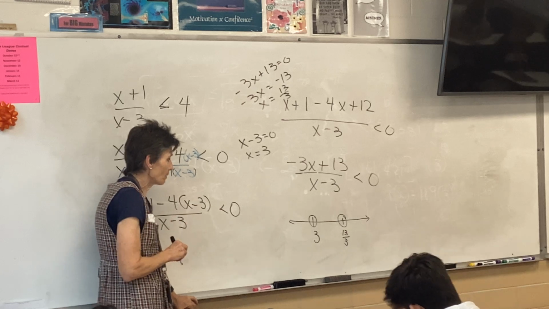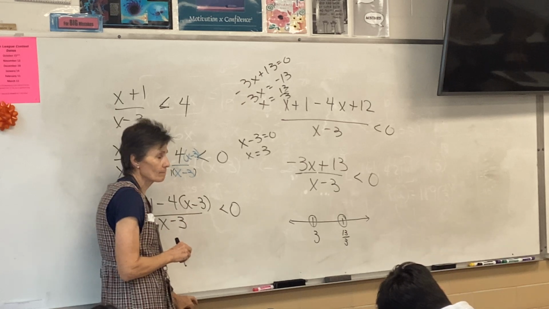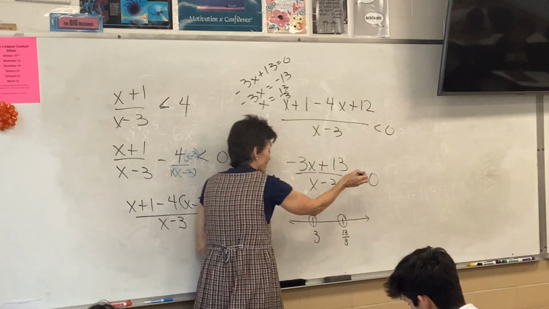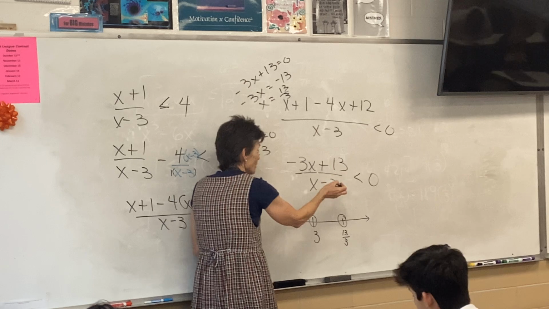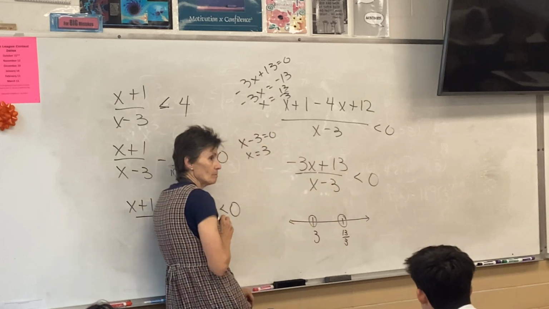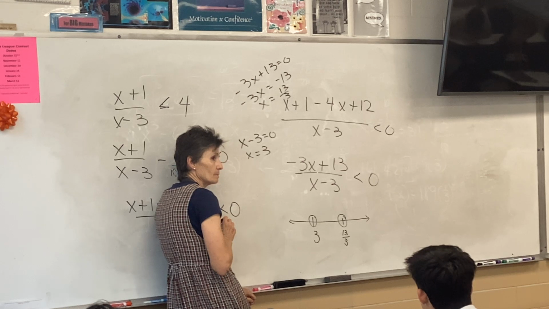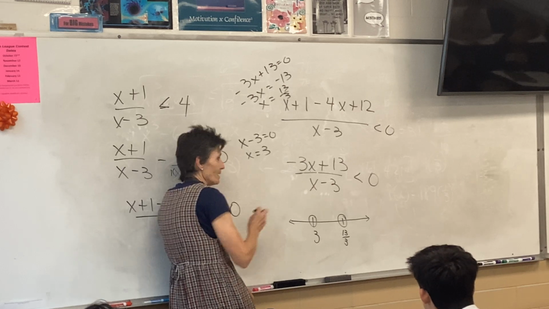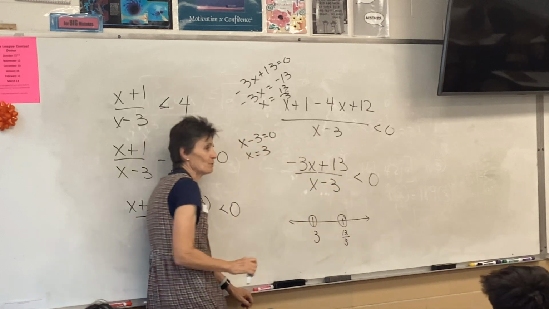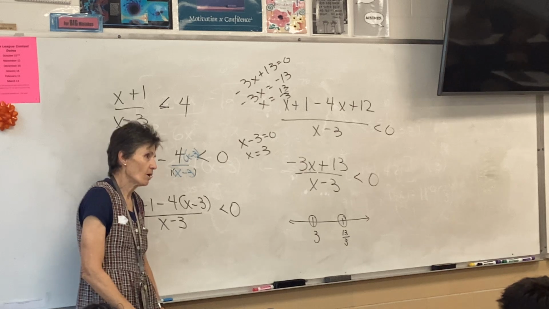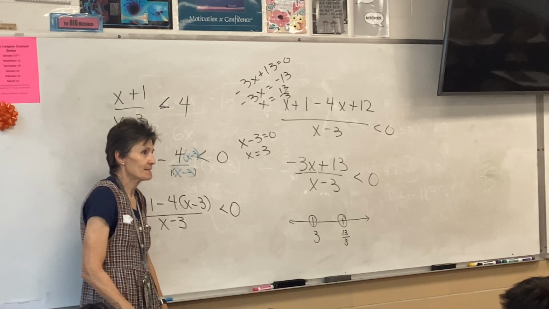And then I'm gonna pick a number like 0. And if I put 0 in, is it true? Is 13 over negative 3 less than 0? Yes. 13 over negative 3 would be a negative number. And negatives are indeed less than 0.